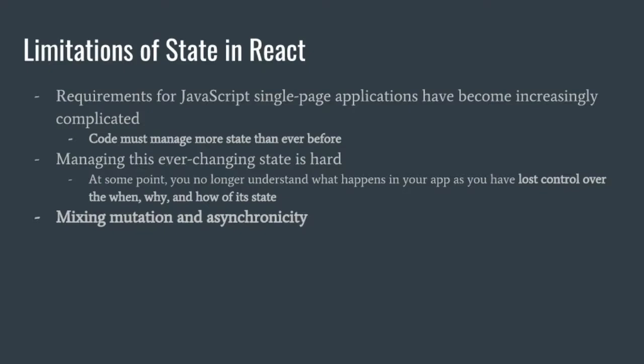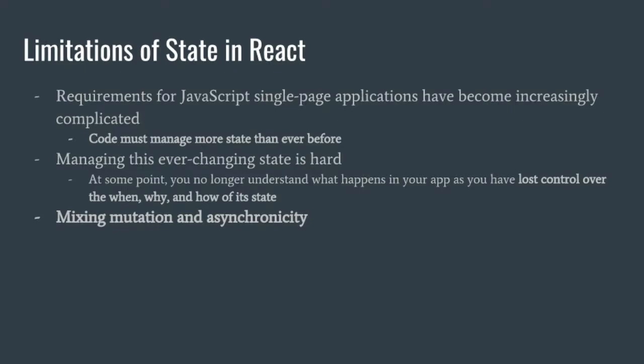Next, managing this ever-changing state is hard. For example, a more complicated system could have a model that can update another model, then a view can update a model, which updates another model, and this in turn might cause another view to update. When a system is opaque and non-deterministic, it's hard to reproduce bugs or add new features. At some point, you no longer understand what happens in your app, as you have lost control over the when, why, and how of its state.